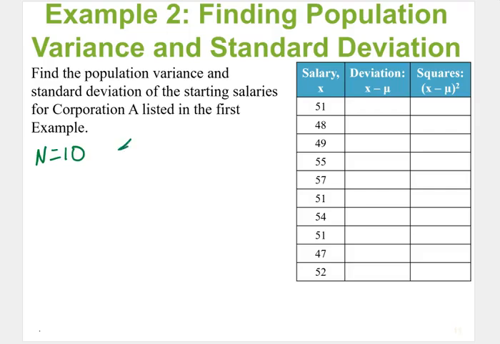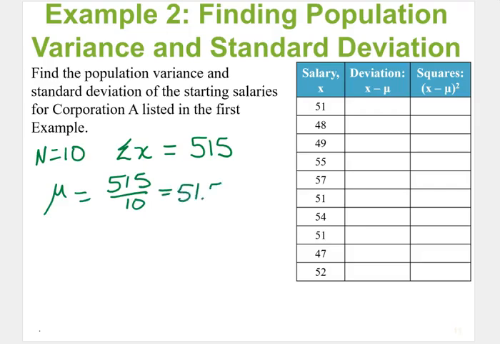So the first thing you need to know is that there are 10 starting salaries, so that's n equals 10. If I sum all my x's, I get 515. So calculating my mu is just going to be 515 over 10, which gives me 51.5. And then you will need to find the deviation for each data point. So you're going to take 51 and subtract 51.5, which would give you negative 0.5. Of course, the negative won't matter because you're going to square that, and that would give you positive 0.25. And then you would repeat this process for each data point.